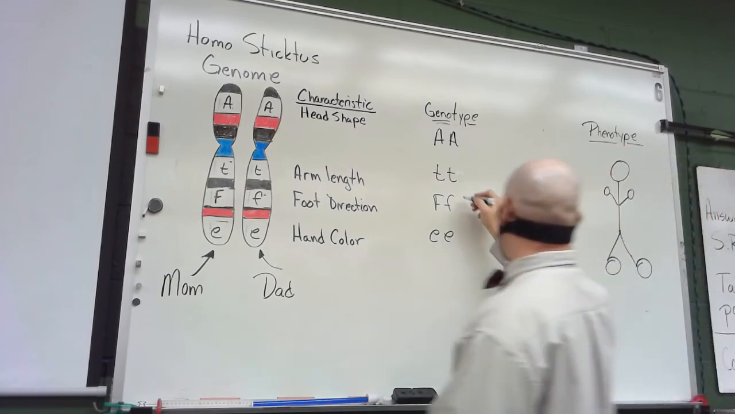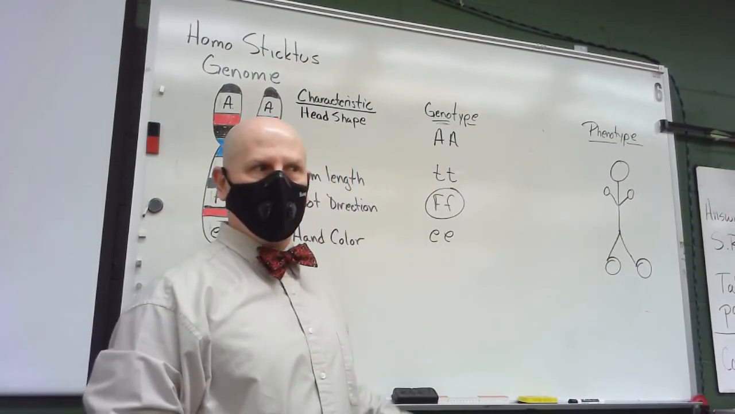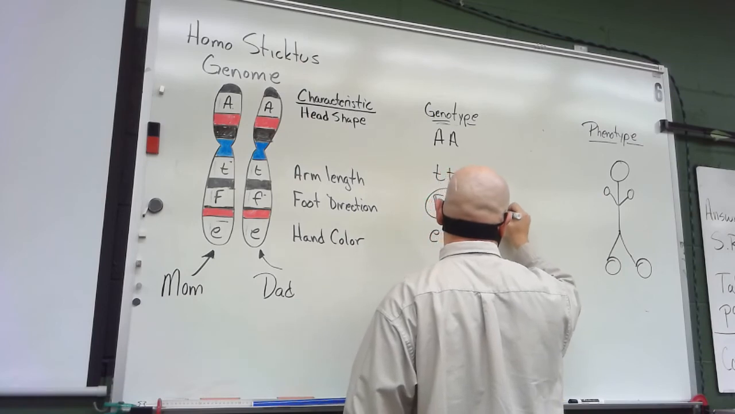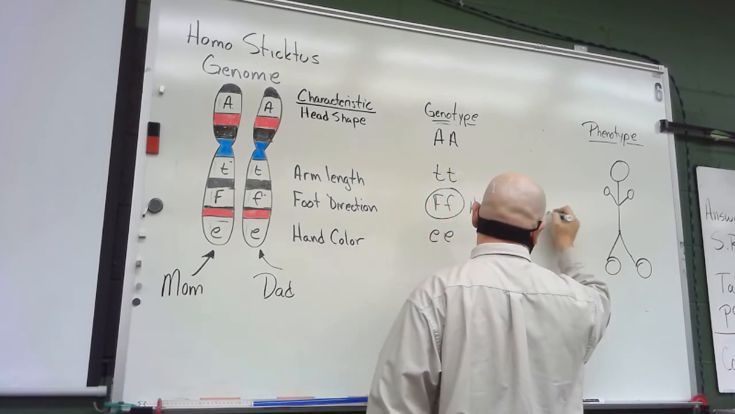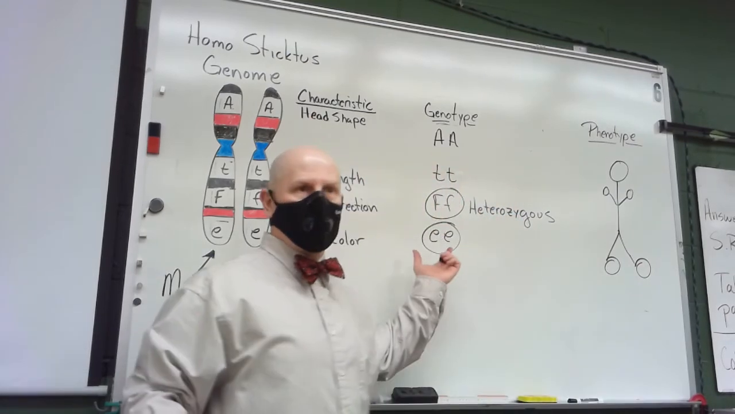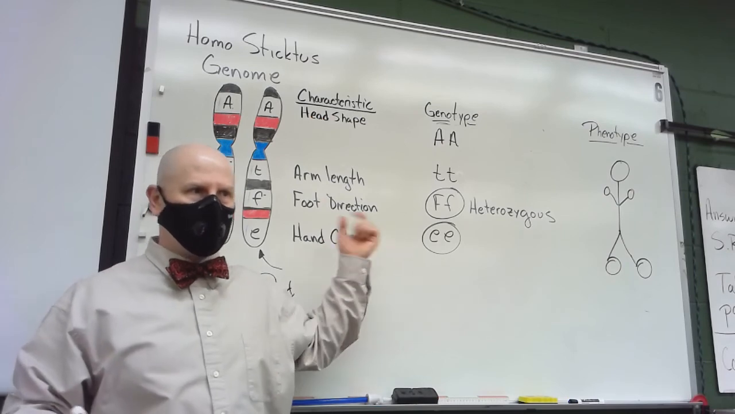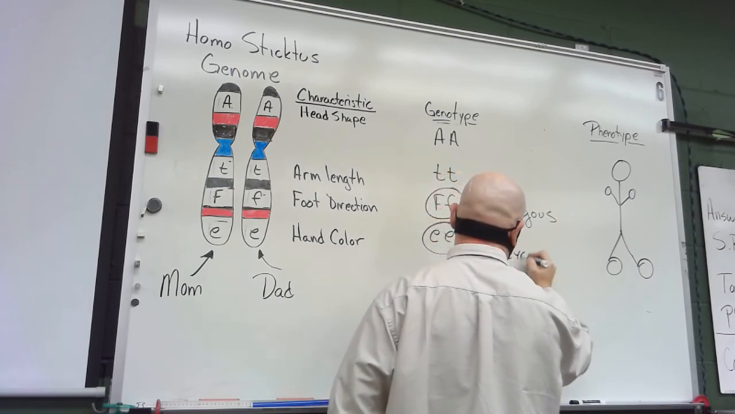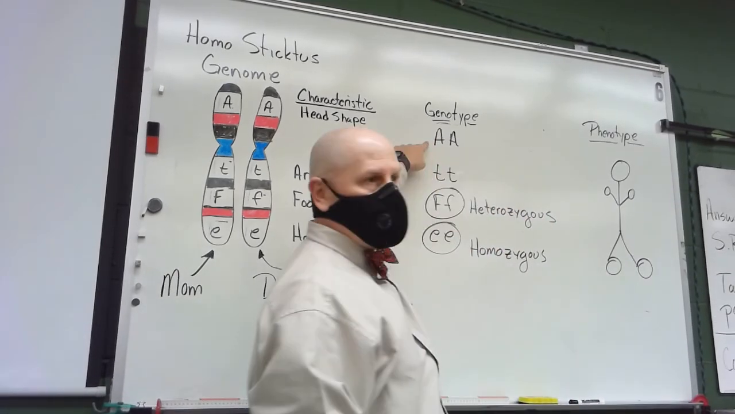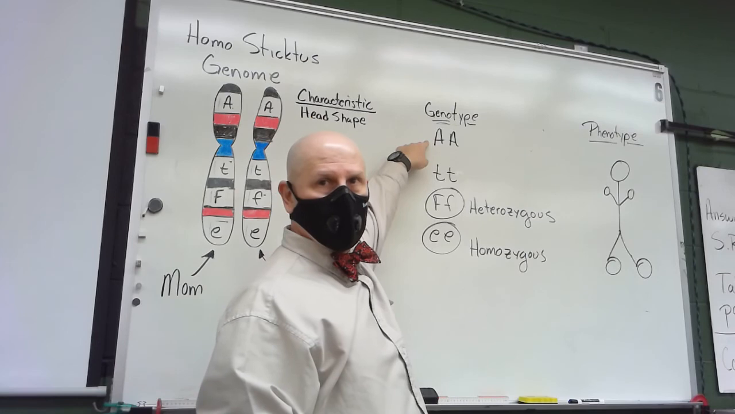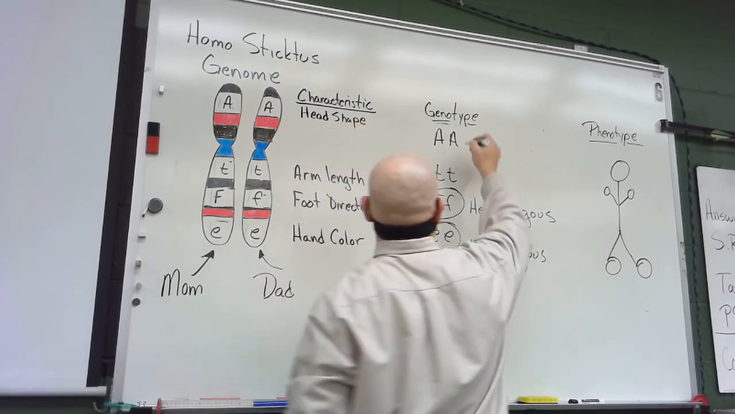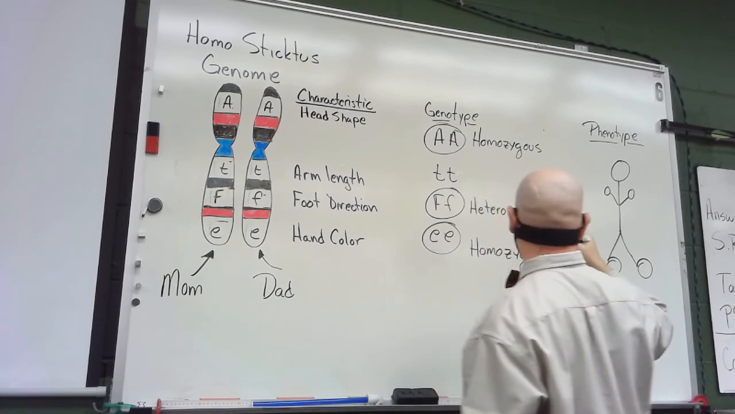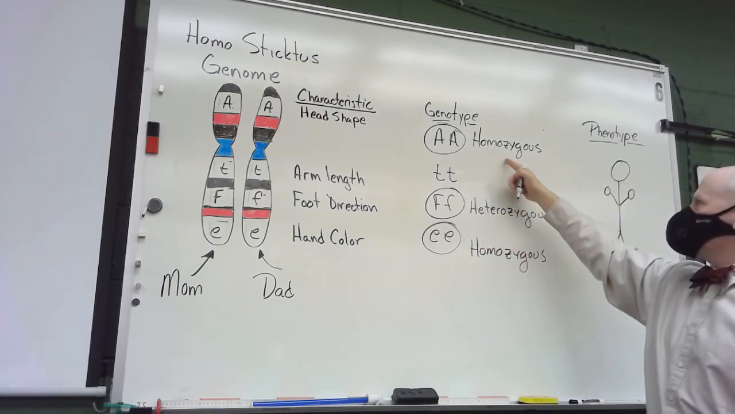What's the term we have for this one when we have one big, one little? One big, one little. What's the term? Lito? Heterozygous. Here, we've got two little e's. What's the term we have for this? Savannah? Yeah, homozygous. Up here, we've got big A, big A. What's the term? Alana? Yeah, this one here, homozygous.